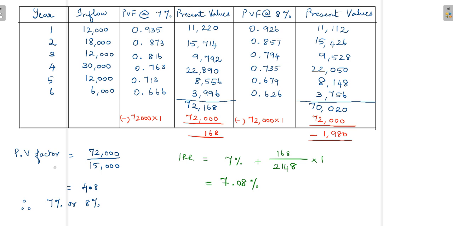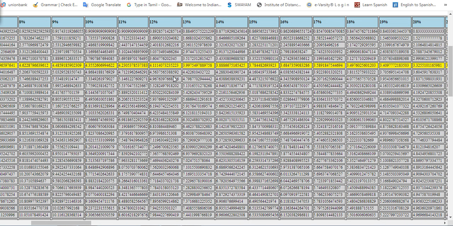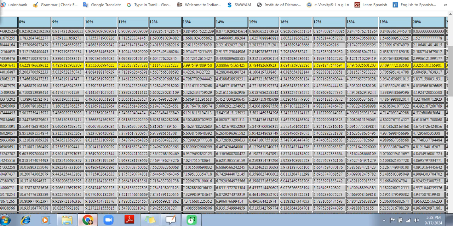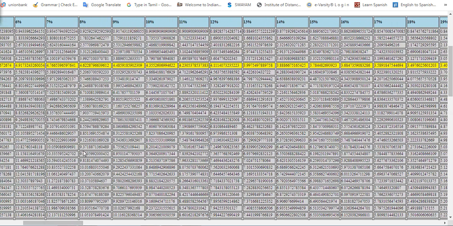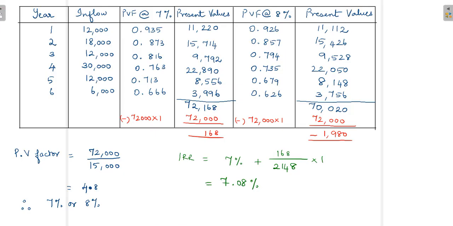In the case of machine C, again we have to calculate the PV factor. Here it is 4.8. Go to the annuity table. We can choose 7% and 8%. So the IRR is 7.08%. Thank you.